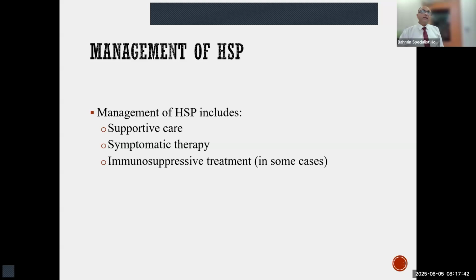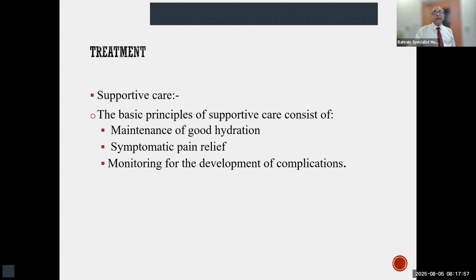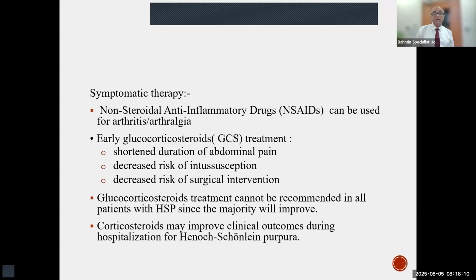Regarding the management of HSP, it is basically supportive therapy, mostly supportive. Symptomatic treatment with NSAIDs can be required. In moderate or complicated cases, immunosuppressive therapy can also be required. Supportive care basically means monitoring for the development of any complications, good hydration, and NSAIDs to relieve pain. Symptomatically, NSAIDs are mostly used to relieve pain from arthralgia, abdominal pain, or any kind of pain.